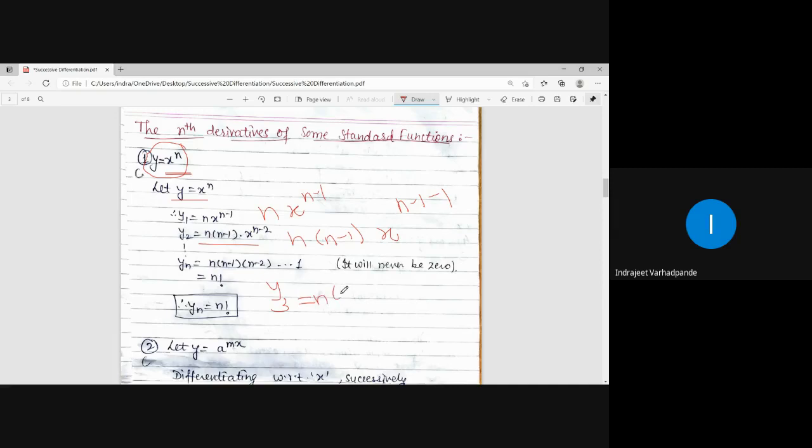y3 will be n into n minus 1 into n minus 2 into x to the power n minus 3. So in general, yn will be n into n minus 1 into n minus 2 into n minus 3 into n minus 4 up to 3, 2, 1. That will never be 0. x to the power 0 - where will it go? It will go up to n. x to the power n minus n is x to the power 0. x to the power 0 is 1.